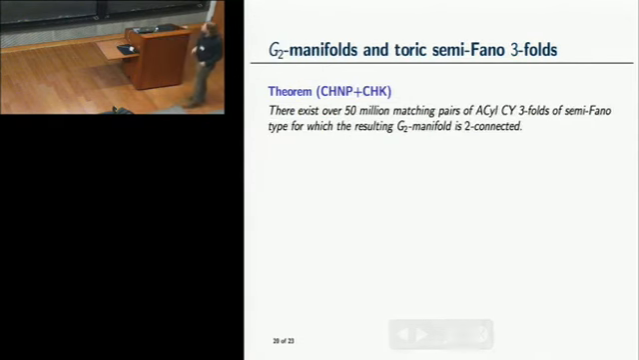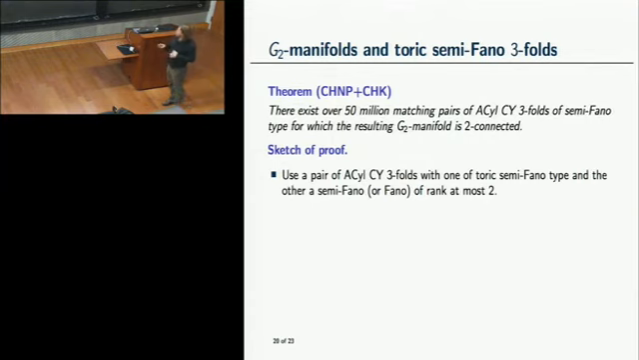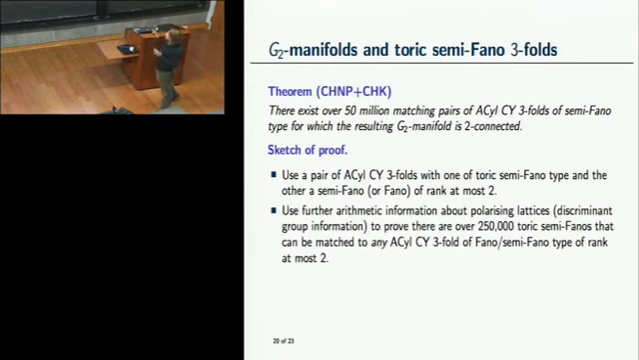And then just the final slide. Using these toric things, you will already get over 50 million matching pairs that give rise to twisted connected G2 manifolds. Basically, you take one piece to correspond to something of toric type, and then something else that's of relatively low Picard rank, and then you need to do this matching. The matching works whenever you can arrange some lattice embeddings. So you need to do a little bit of arithmetic to know something about some lattices and some discriminant groups.